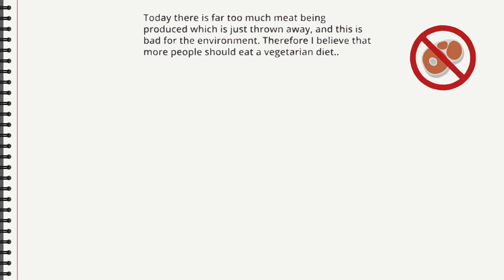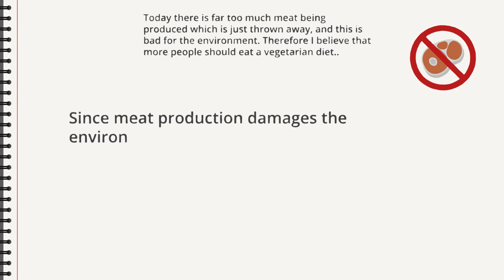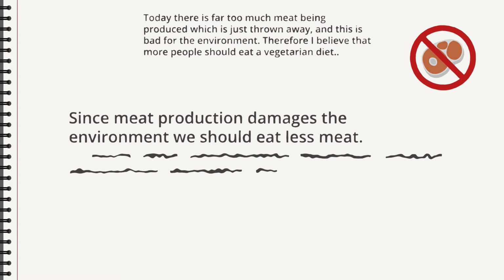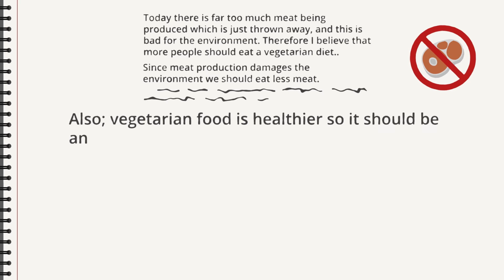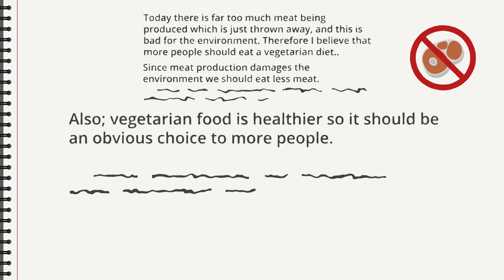Then present your arguments in order so that there is a good flow and clear context. It could be wise to start with one of the strongest arguments. Your first argument could be, since meat production damages the environment, we should eat less meat. Demonstrate and clarify your argument with a couple of sentences. Then move on to your second argument. For example, also, vegetarian food is healthier, so it should be an obvious choice to more people. Build this argument up too.